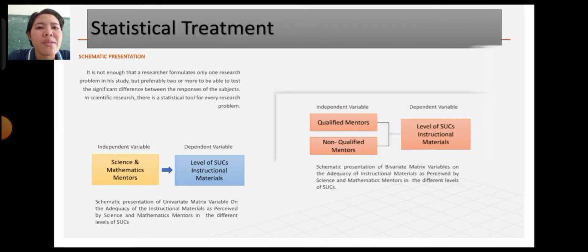Okay, schematic presentation. It is not enough that a researcher formulates only one research problem in his study, but preferably two or more to be able to test the significant difference between the responses of the subjects. In scientific research, there is a statistical tool for every research problem.